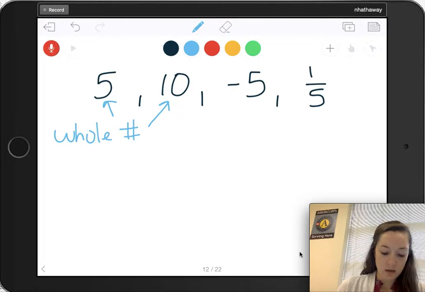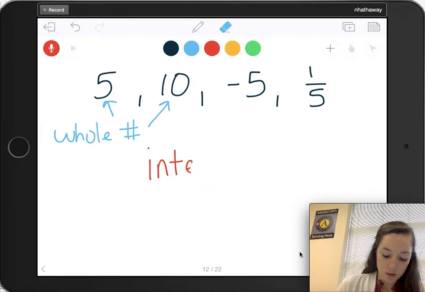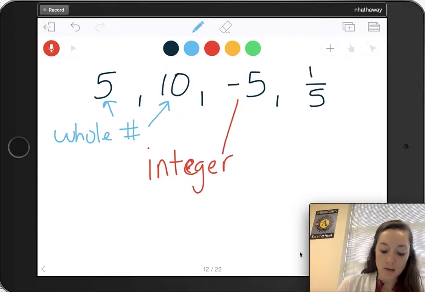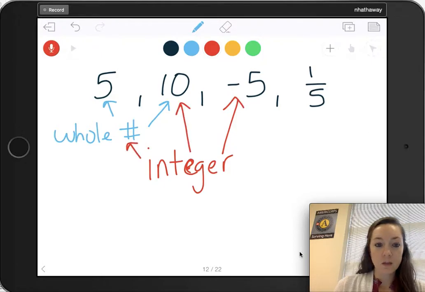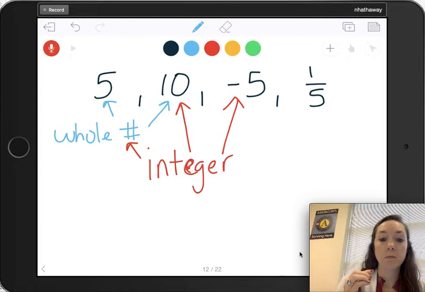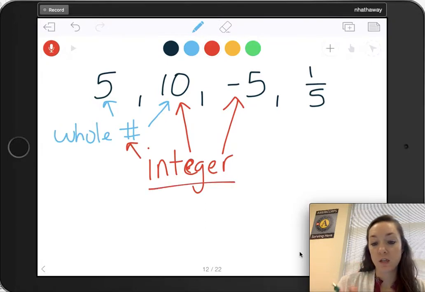-5, 10, and 5 are what we call integers. So integers are numbers that can, I'm sorry, I can't even spell it. Integers are numbers that are positive or negative, but they can be written without a fraction. So 5, 10, -5, they're all integers, but now we had -5, which is another integer because it has a negative, okay? So whole numbers are positive numbers, integers are positive or negative numbers that don't have a fraction.